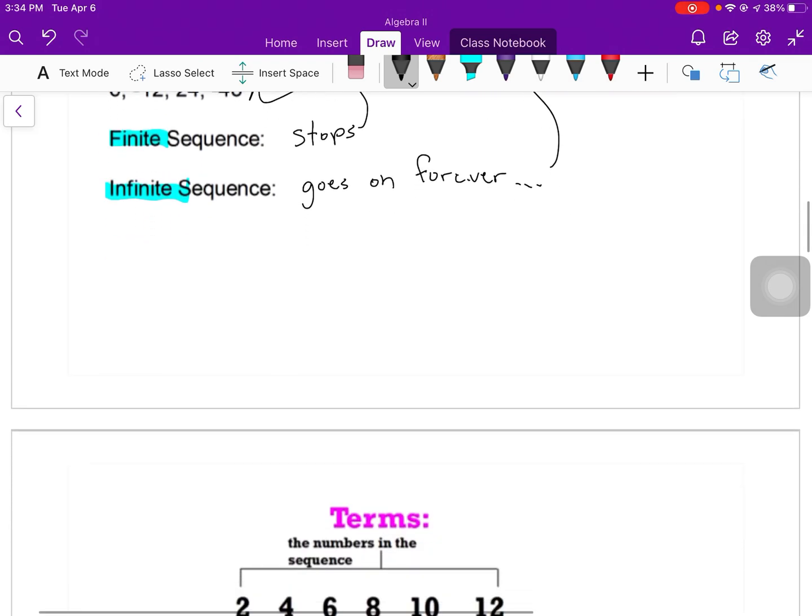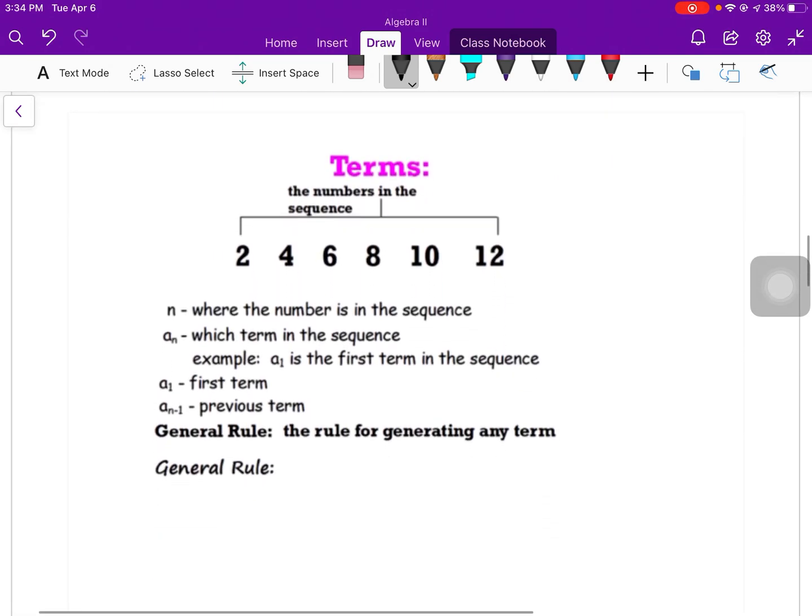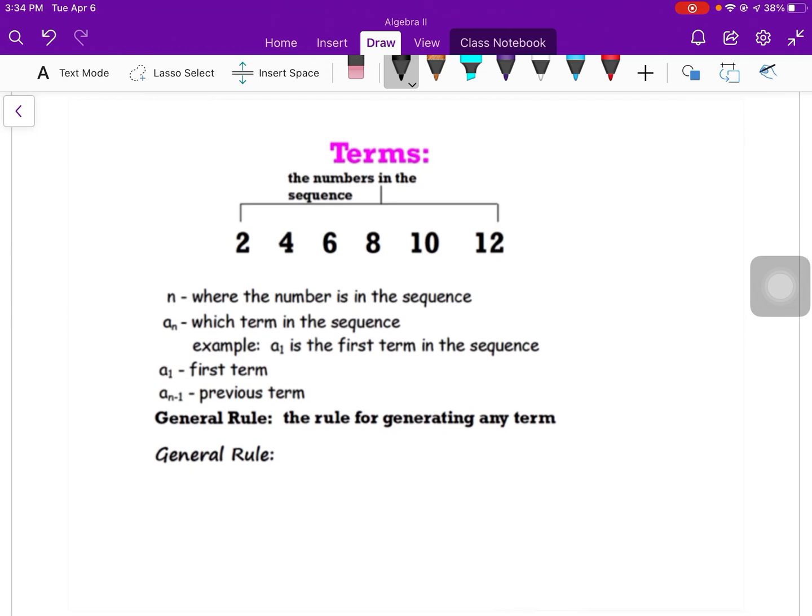Okay. Some terminology here. Here are some terms in a sequence. They're separated by commas. I'm missing the commas, but 2, 4, and so on. n is where the number is in the sequence. So if n equals 3, we're talking about the third spot or position in that particular sequence. A sub 3 is the actual number that you would see in the third spot. So if I go 3 numbers in, that number would be 6.